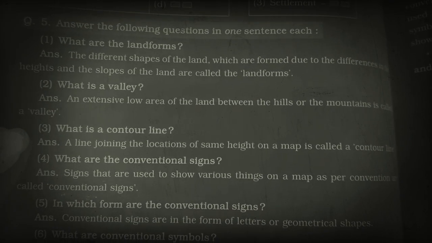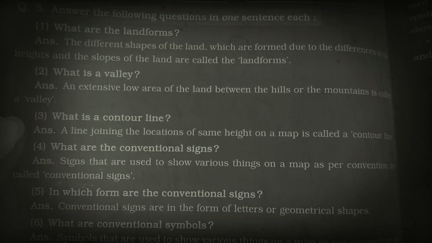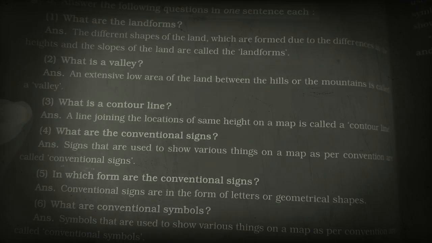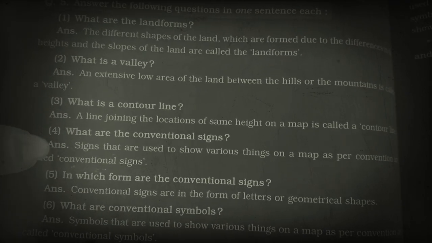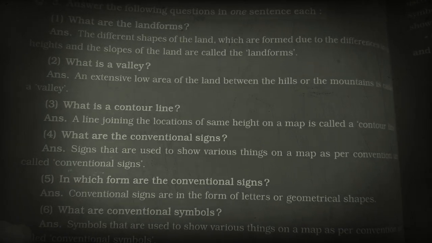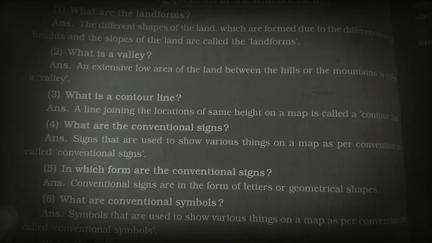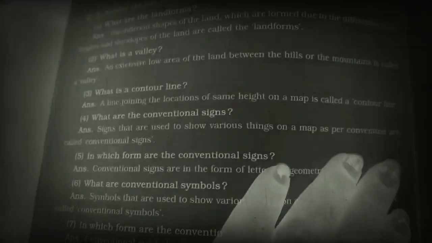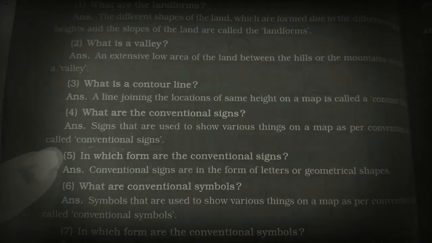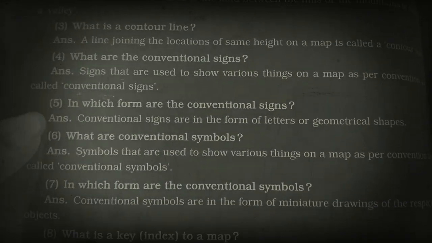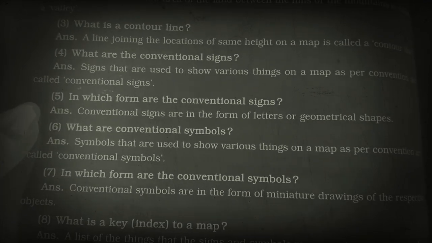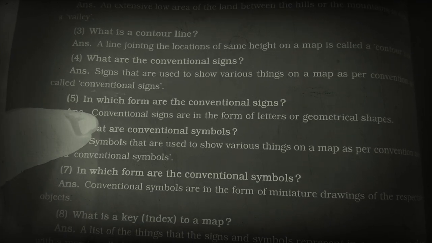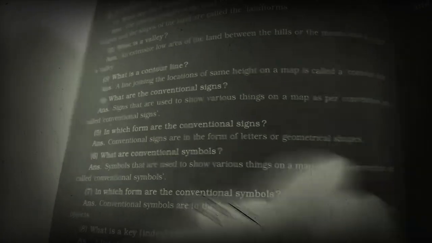So the answer is a line joining the location of same height on a map is called a contour line. Fourth one, what are the conventional signs? Signs that are used to show various things on a map as per conventions, see, are called conventional signs. Next, in which form are the conventional signs? So conventional sign, see, your first letter is written in capital and here at the end you have to put full stop.